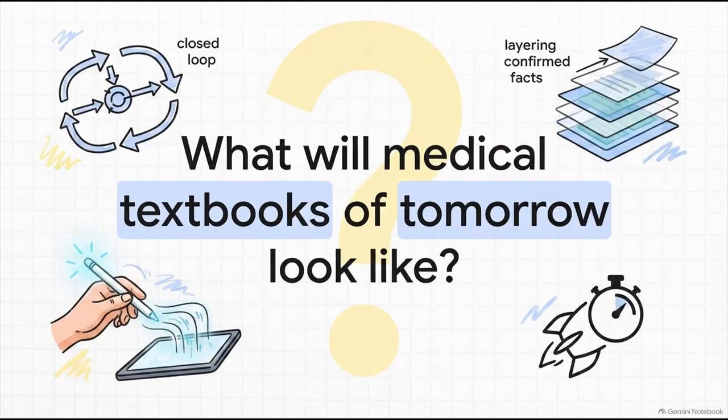Which leaves us with a pretty fascinating thought to wrap up on. If we can unleash a closed loop that autonomously builds, tests, and logs its own audit-trailed clinical patterns, constantly layering confirmed facts upon confirmed facts, what will the medical textbooks of tomorrow look like? And maybe more importantly, how much faster will we write them?